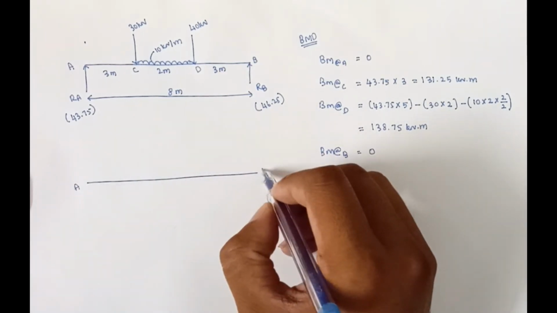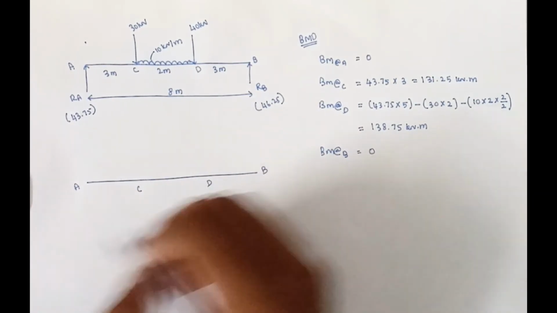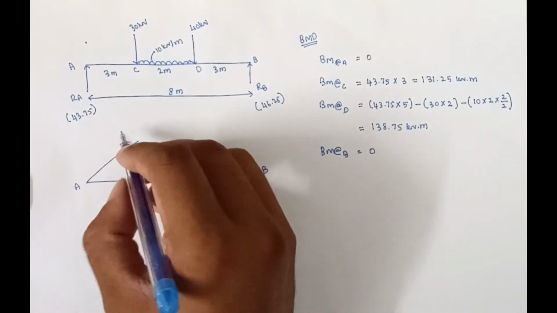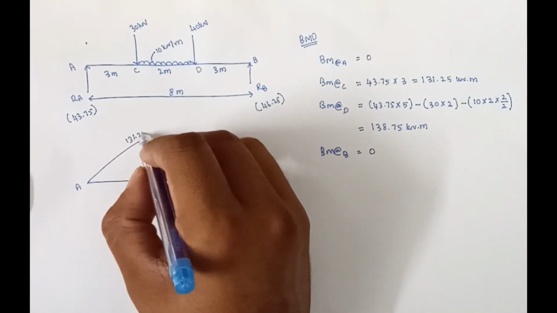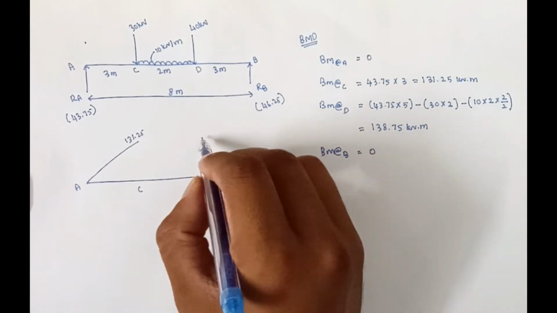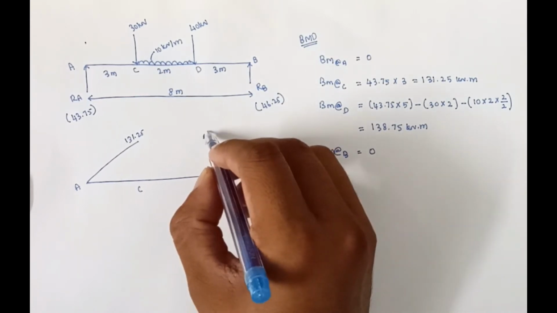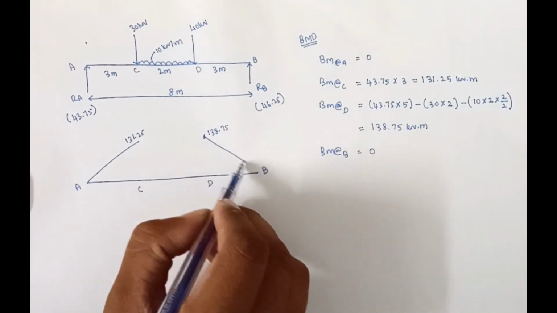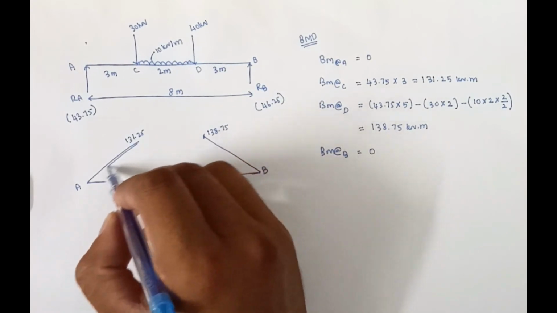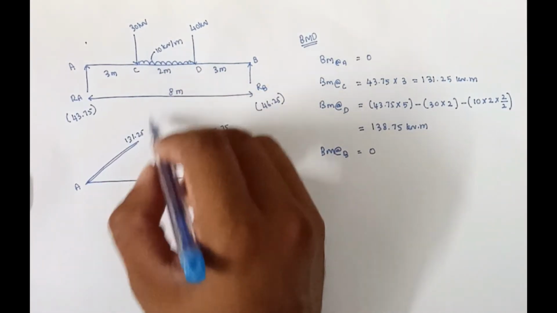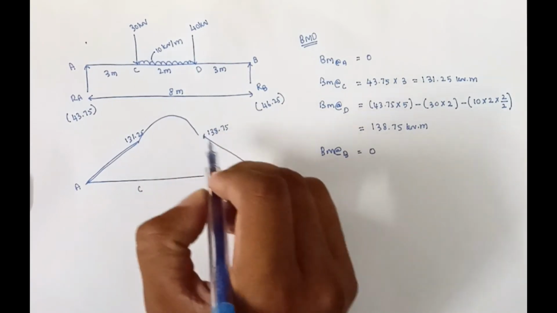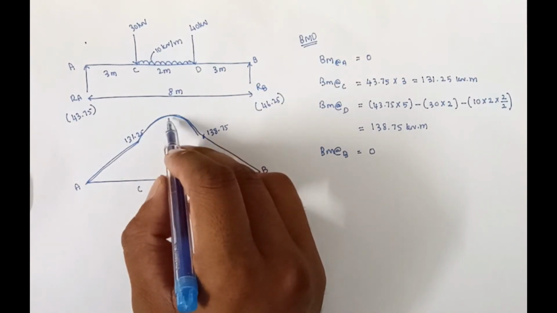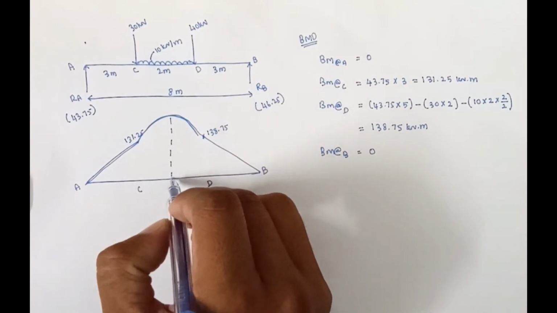This is A, this is point B, then C point and D point. From the point load we get 131.25, and again from this point 138.75. Both lines are straight, and where we have the UDL, it is parabolic. From that we have to find out the maximum bending moment.